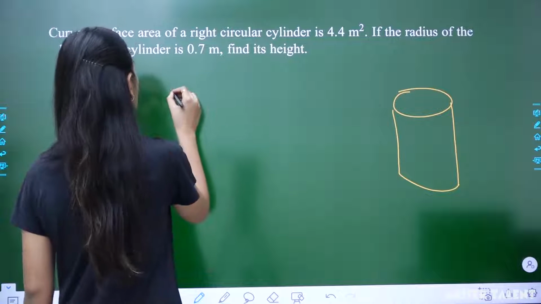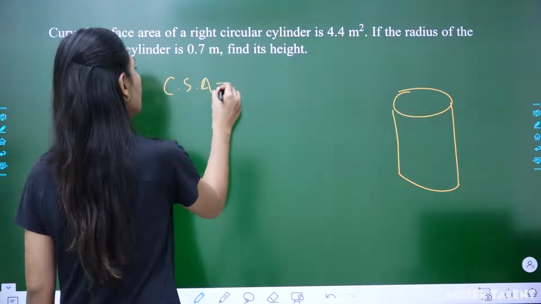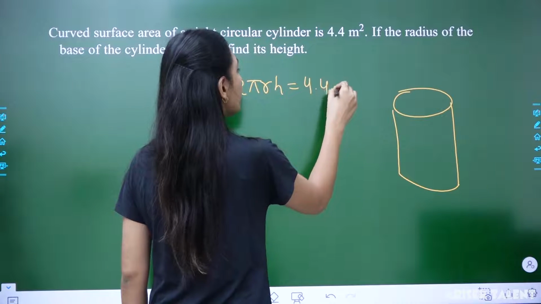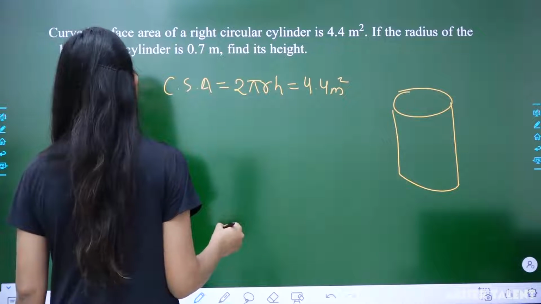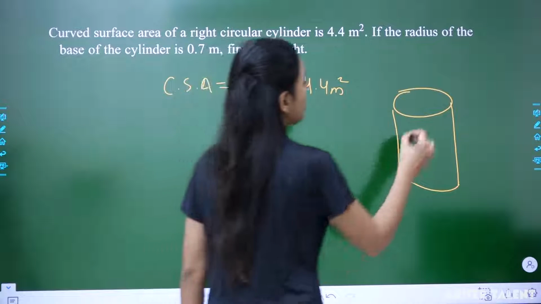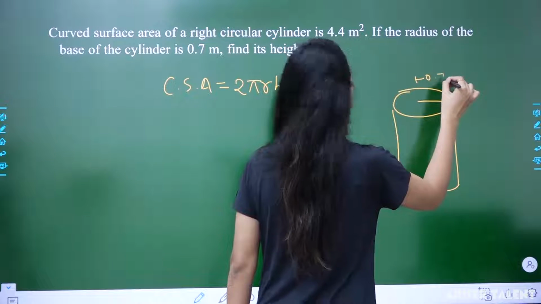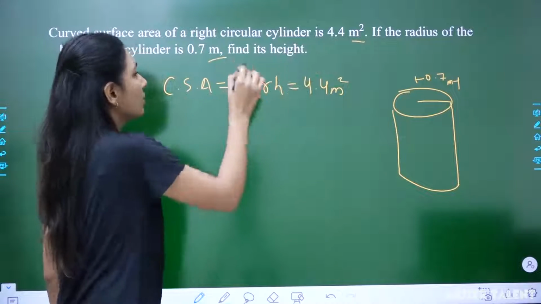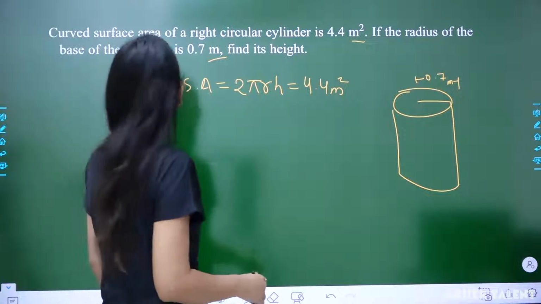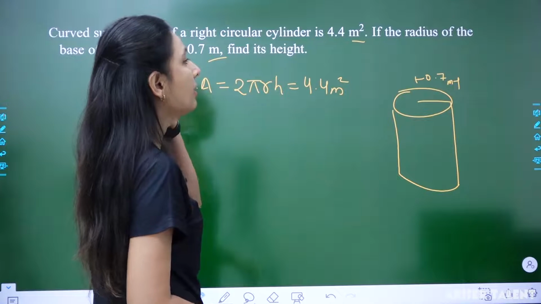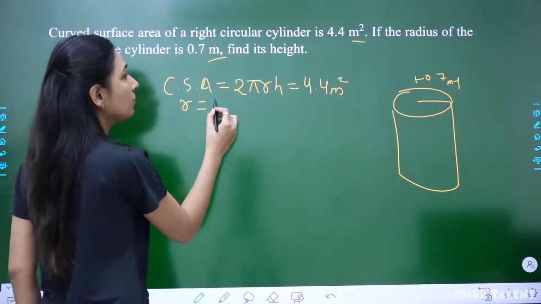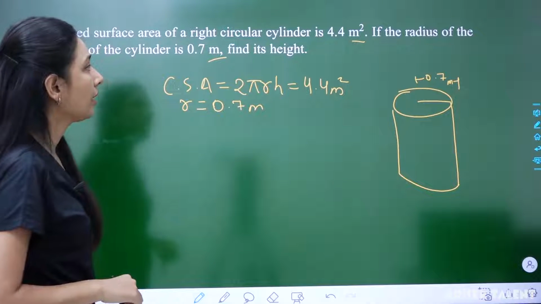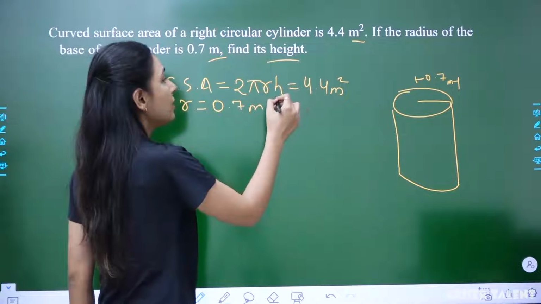The curved surface area, which is equal to 2 pi RH, is given as 4.4 meter square. Simple. The radius of the base is 0.7. This is 0.7 what? Meters. No problem. And the radius is given, or the diameter? The radius is given. R equals 0.7 meters. Find its height. This we have to find.